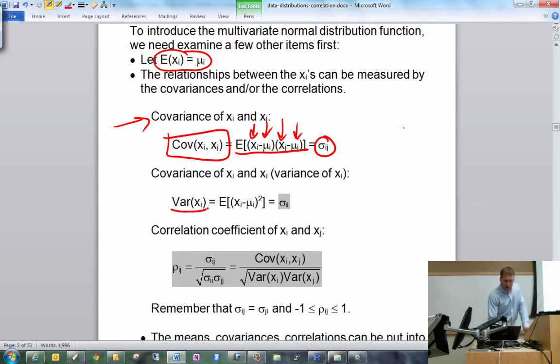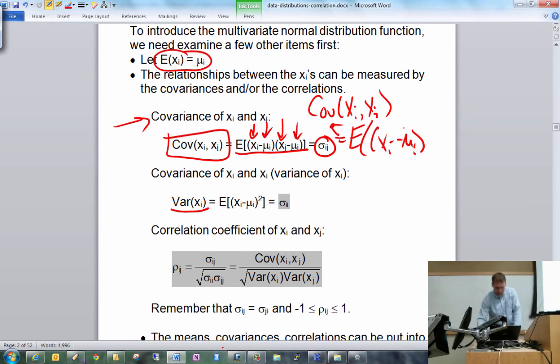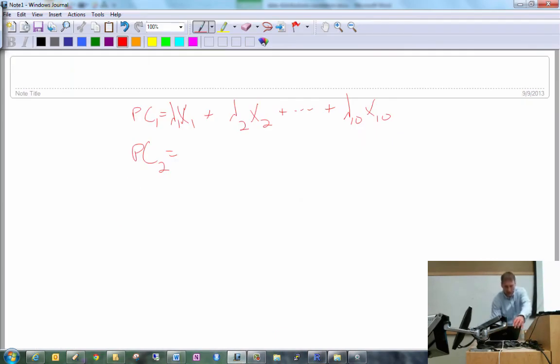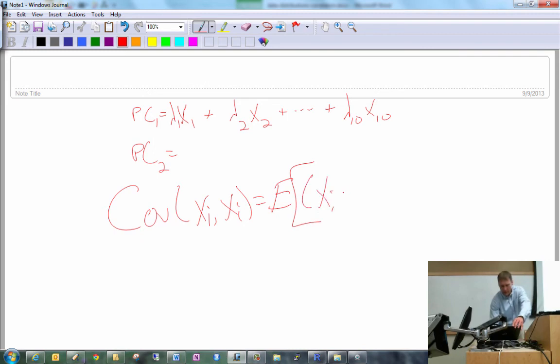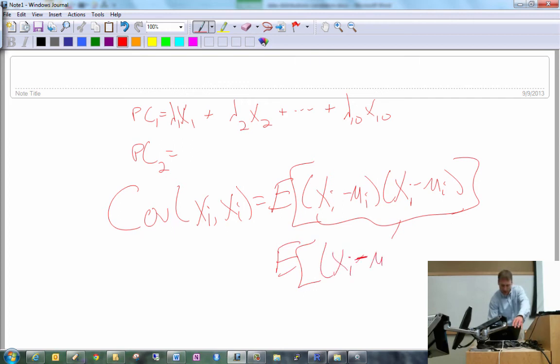Now, we looked at the variance of x_i before. Again, as you learned in your first stats course, that was the expected value of (x_i minus mu_i) squared. Now, notice the covariance of x_i and x_i is equal to the expected value of (x_i minus mu_i) times (x_i minus mu_i). Of course, these two things are the same, and you get your variance. So the covariance of x_i and x_i is just the variance of x_i.